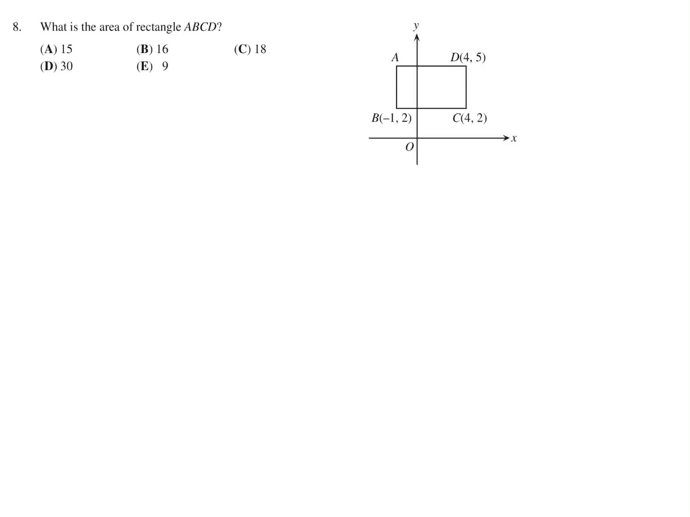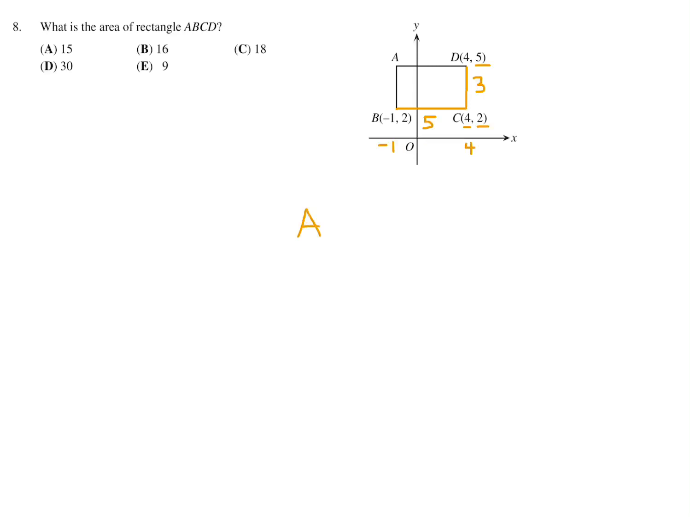The area of the rectangle ABCD. Okay, I think they've labeled all that we need here. So the distance from here to here, well, this is 4, and this is -1. So the distance from there to there would be 4 plus 1, which is 5. And then similarly, the distance from here to here, well, this coordinate is 2, and this is 5. So that is 5 minus 2, which is 3.